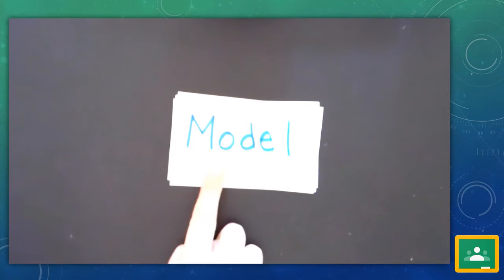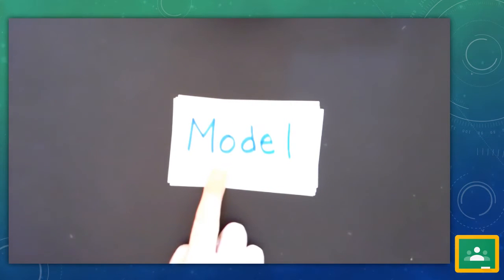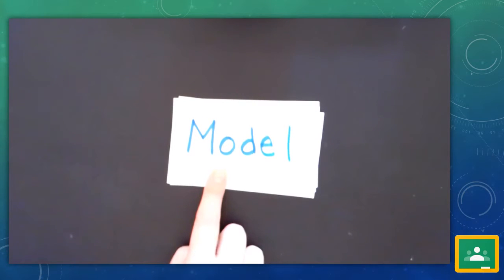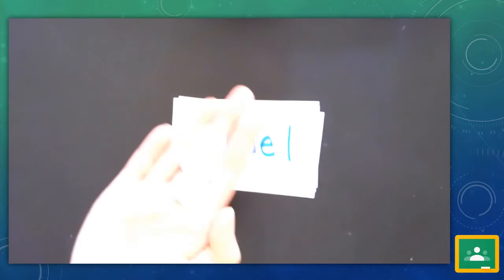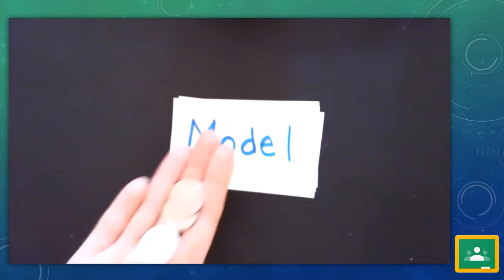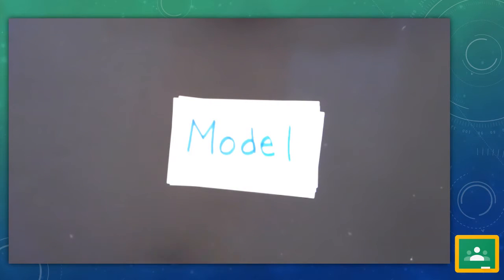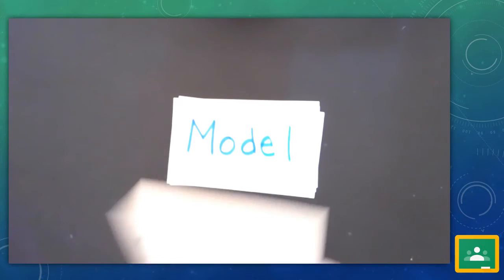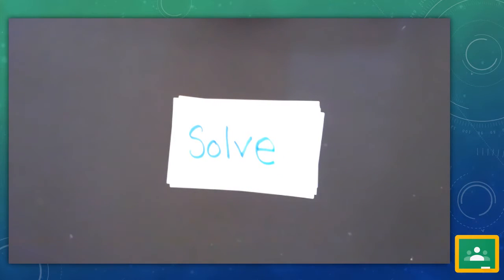Modeling can also be done with real objects. Since we are still talking about money, if you have real coins at home, you can use those real coins to model the problems. Then those models will help you solve and find the answer. And once you have found that answer, check your work.